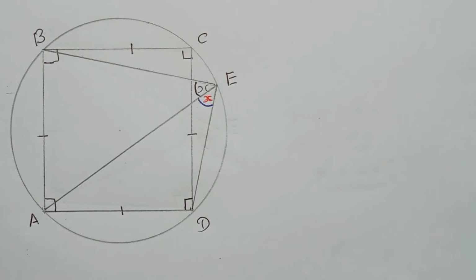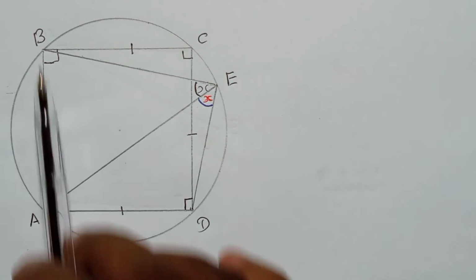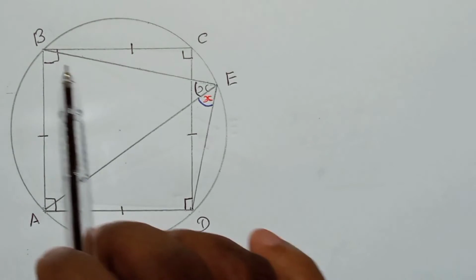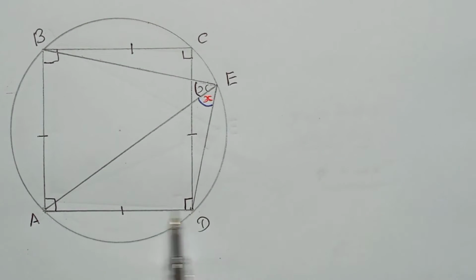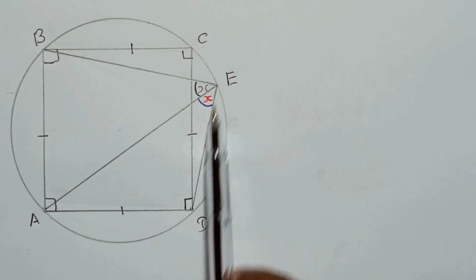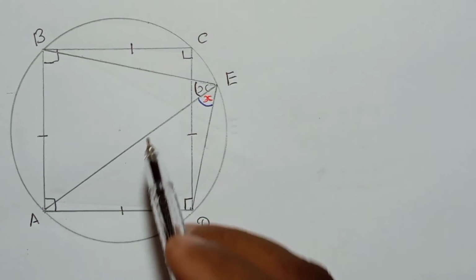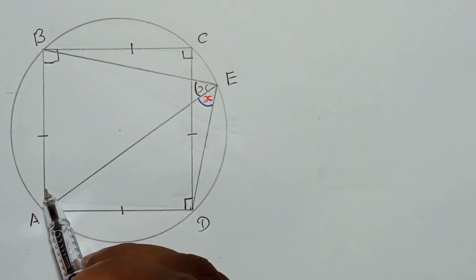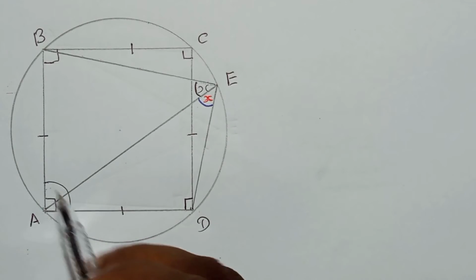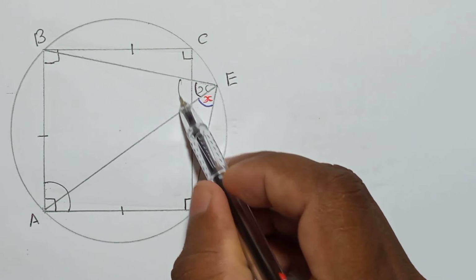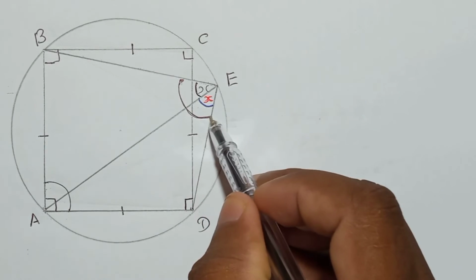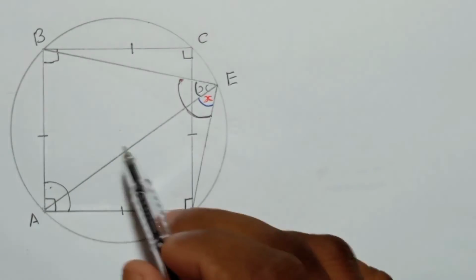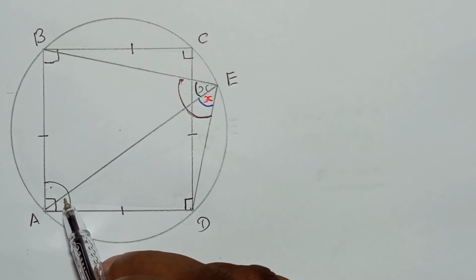Then, think now: ABED is also a cyclic quadrilateral, right? Like this way, this is a cyclic quadrilateral. So we know that in a cyclic quadrilateral, opposite angles are supplementary. That means this angle, I will mark like this way also, added to this angle must be equal to 180. In a cyclic quadrilateral, opposite angles add up to 180. So you can use that theorem to find x.